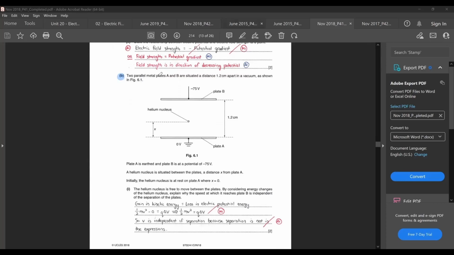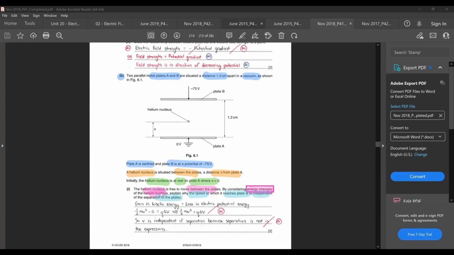Now for part B, you have two parallel metal plates A and B that are situated 1.2 centimeters apart in a vacuum as shown. Plate A is earth and plate B is at potential negative 75 volts. You have a helium nucleus that is situated between the plates a distance x from plate A. Initially, the helium nucleus is at rest on plate A where x is 0. Then they mention that the helium nucleus is free to move between the plates. By considering energy changes of the helium nucleus, explain why the speed at which it reaches plate B is independent of the separation of the plates.